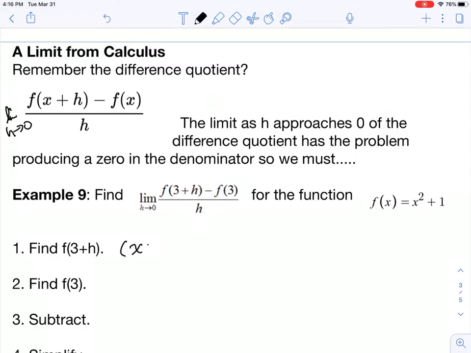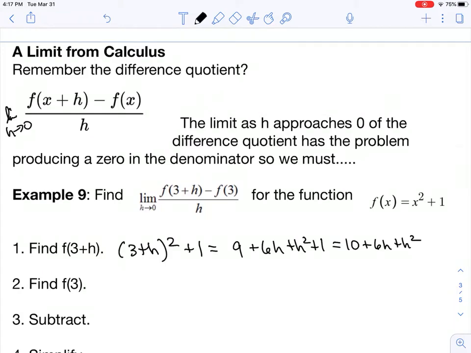All right, now I get 3 plus h squared plus 1. So that's 9 plus 6h plus h squared plus 1. So 10 plus 6h plus h squared.